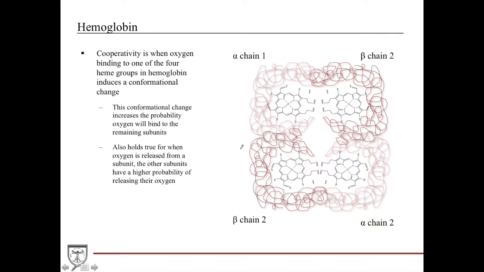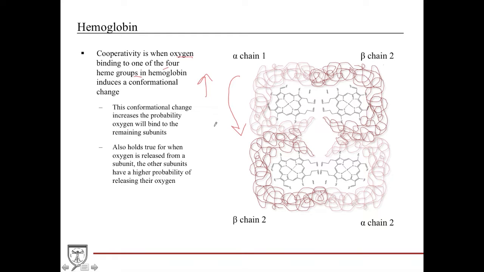So, what is cooperativity? If you remember, we talked a little bit about it in enzyme kinetics, but cooperativity is when oxygen binds to one of the 4 heme groups and induces a conformational change that then increases the probability that oxygen will then bind to the subsequent chains of the hemoglobin.